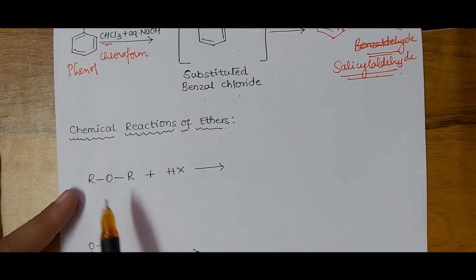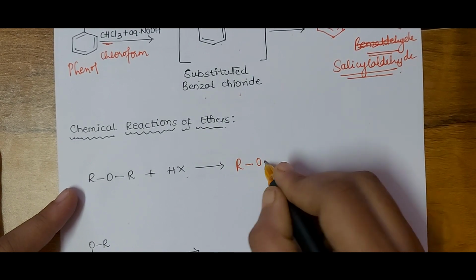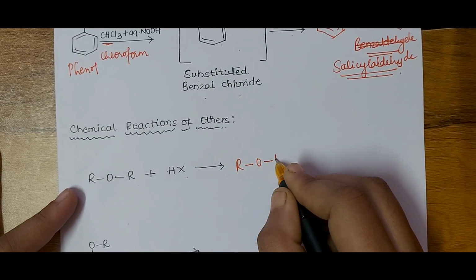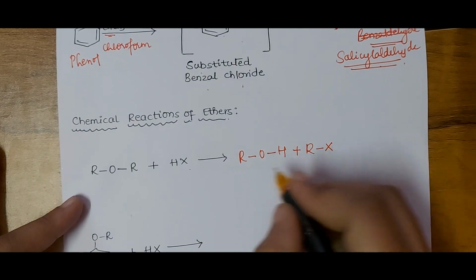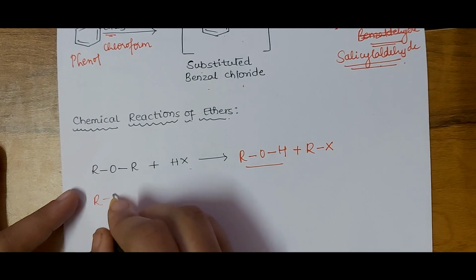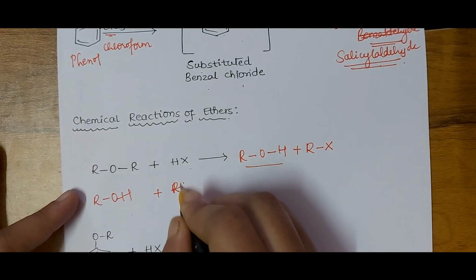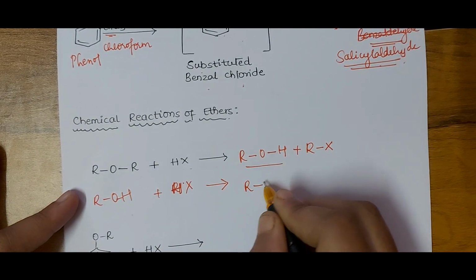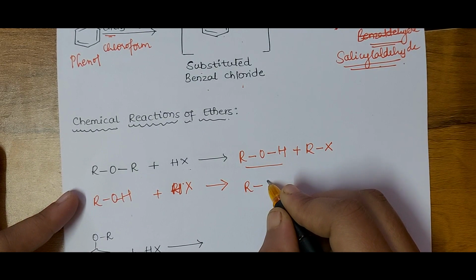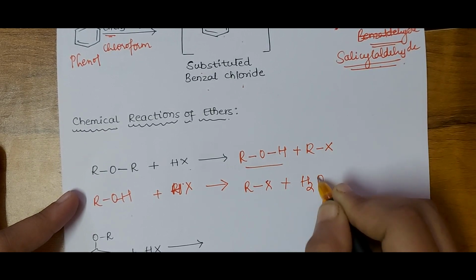Next, we'll go with chemical reactions of ethers. When ethers react with hydrogen halide, it results in the formation of alcohol. Along with it, the byproduct obtained is an alkyl halide. And when this alcohol is made to react with another molecule of hydrogen halide, it results in the cleavage of another RO bond, and we get the product as again an alkyl halide along with the alkyl halide RX. Along with it, the byproduct obtained is water.